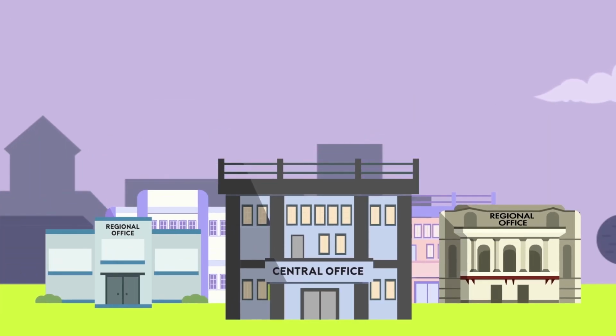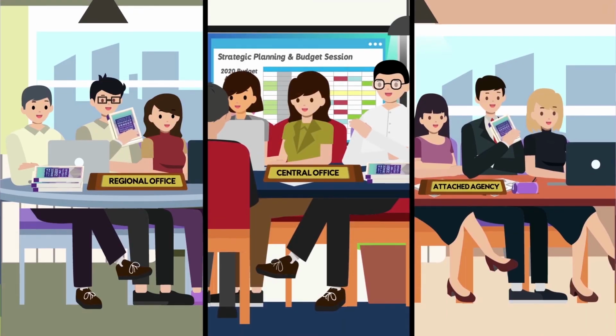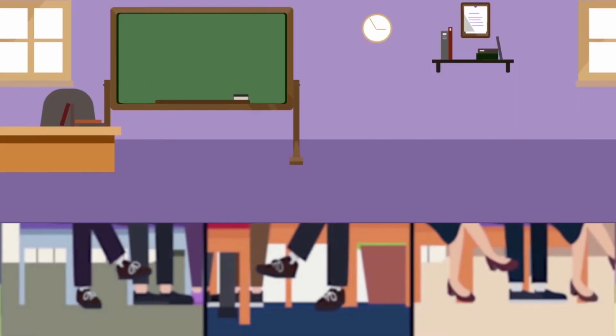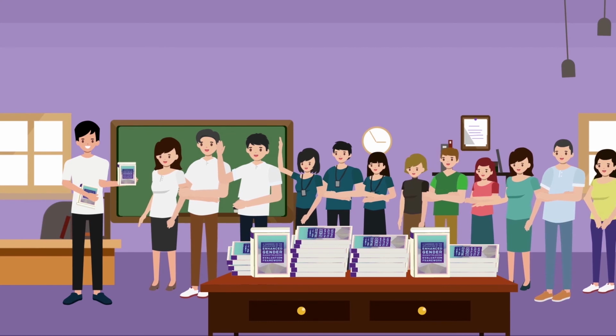Representatives from regional offices may be invited during the GMEF assessment, while attached agencies, especially those with mandates that are different from the central office, are expected to conduct a separate GMEF assessment for their agency. The agency should establish the timeline of the assessment process. The GMEF tool should be disseminated to the administering team.